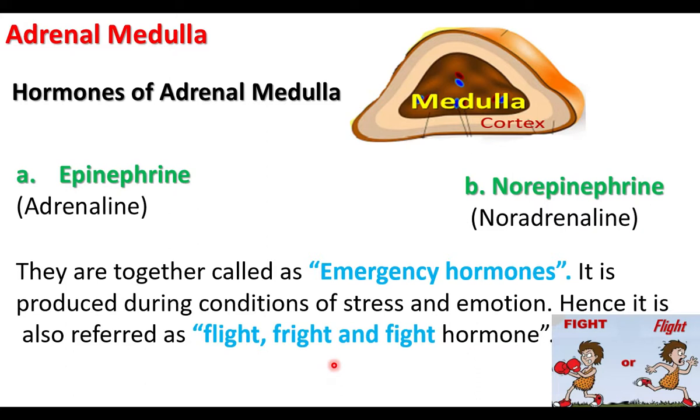When there is an emergency situation, fear will be developed. Because of fear, we may fight or escape. So these hormones prepare the body to face the emergency situation. So the names are flight, fright, and fight hormones.